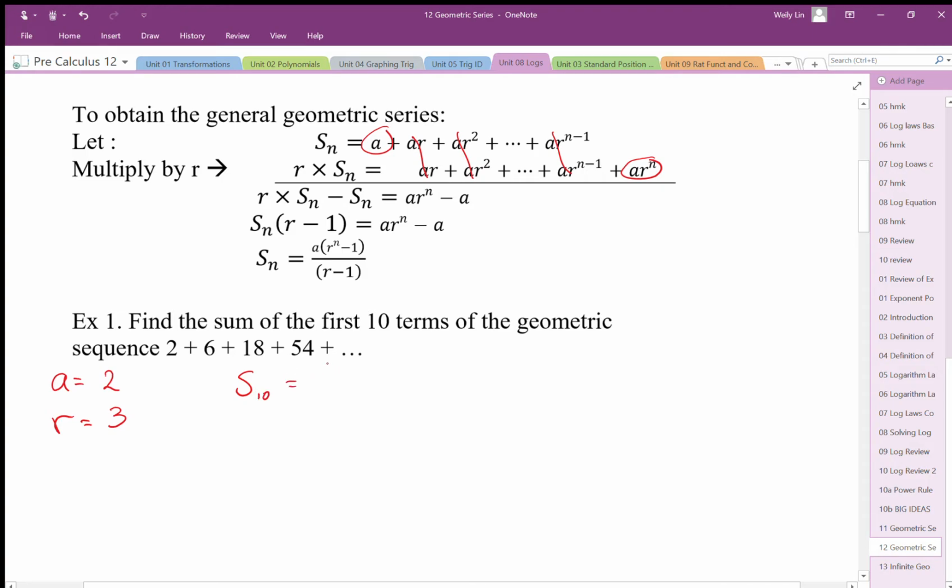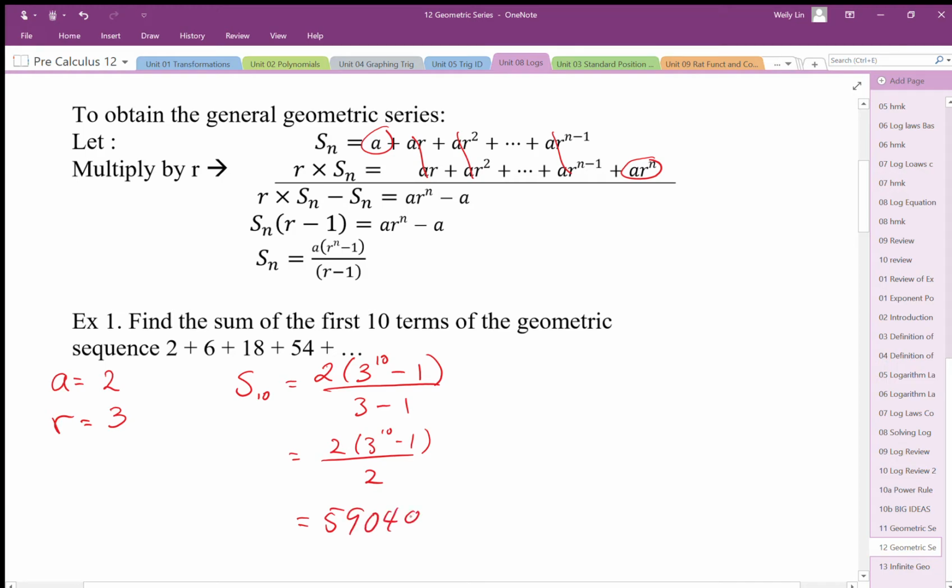So I'm going to plug in my formula: a(r^n minus 1) over r minus 1, where n is 10 and r is 3. This simplifies to 3 to the power 10 minus 1, times 2 divided by 2, and those cancel out. So when I add up the total sum of all these 10 terms, I get 3 to the power 10 minus 1, which is 59,048.